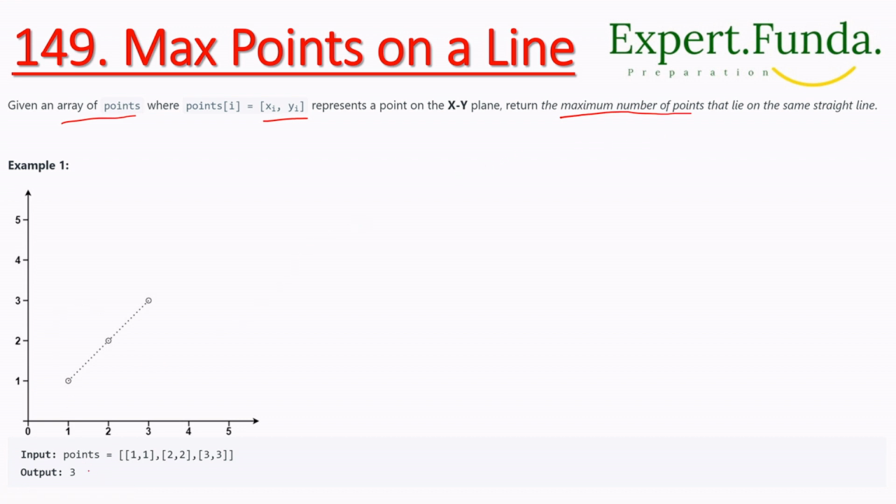If we talk about the example, we are given points (1,1), (2,2), (3,3). The point (1,1) is here, and similarly we go to (2,2) here, and then (3,3). So these are the points given, and this is the straight line we are getting. It is asking how many points we get on the same straight line, so the total is 3.